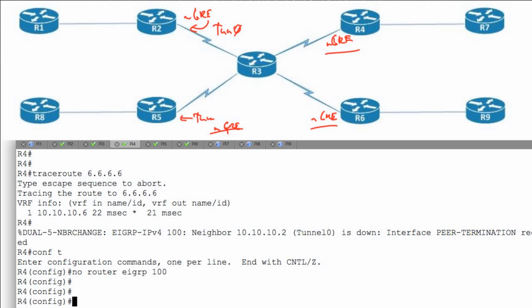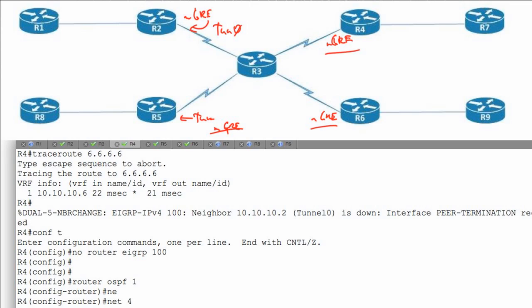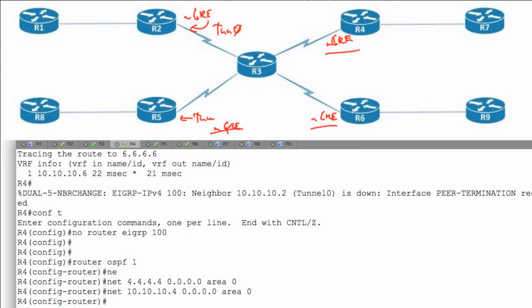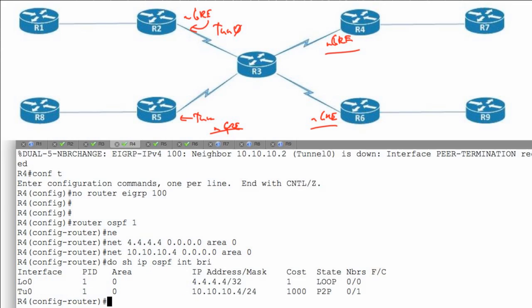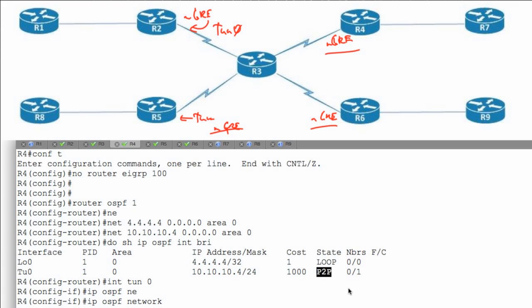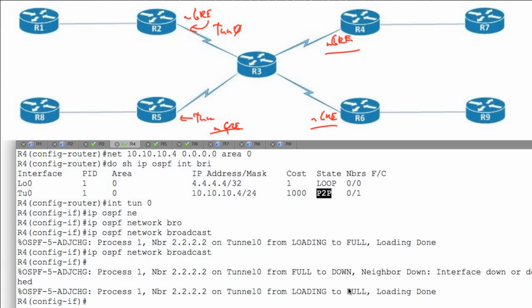All right, now let's take a look and see what's going on. So let's cut over to R4. Router OSPF 1, network 4.4.4.4, area 0, and network 10.10.10.4, area 0. Do show IP OSPF interface brief. Well, again, point to point. Cisco says broadcast. Interface tunnel 0, IP OSPF network broadcast.